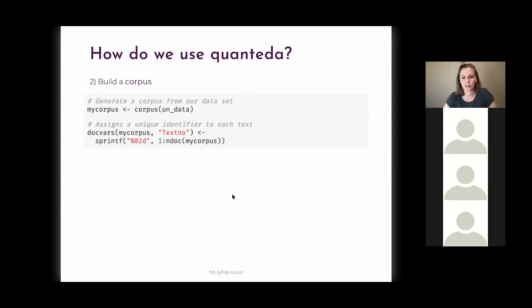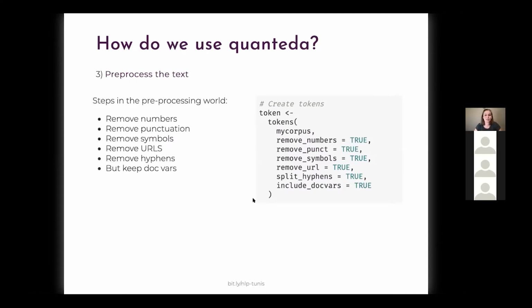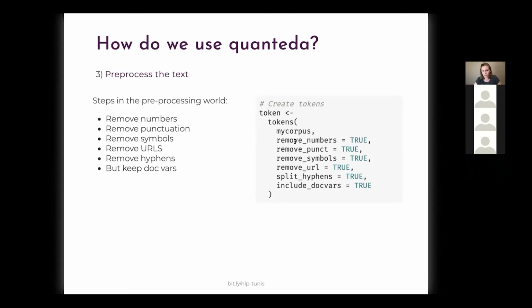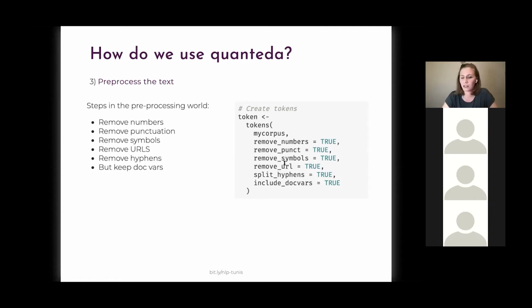But we're going to see that in a second in the real code. And then, as I said before, the magic pre-processing comes into play. What we have here is basically you take your corpus object, which is my corpus, and then you can just choose whatever you think is best. You usually remove numbers, punctuation, symbols. If you have Twitter data, you would probably also remove URLs, and we want to keep docvars, so this is why it's true, obviously. But there are plenty of possibilities, and you can look them up in the help file of quanteda. But these are the ones that I usually use.